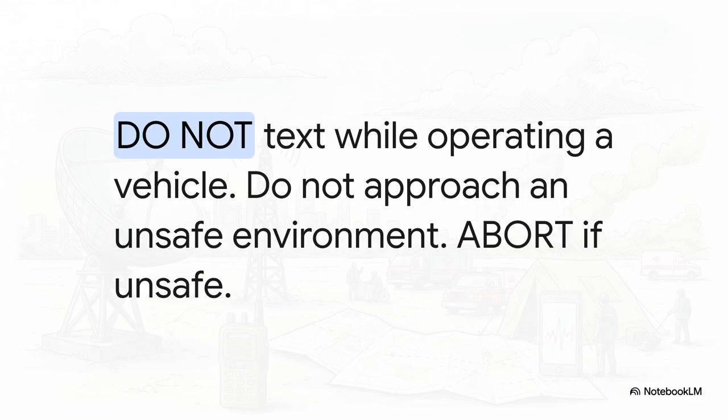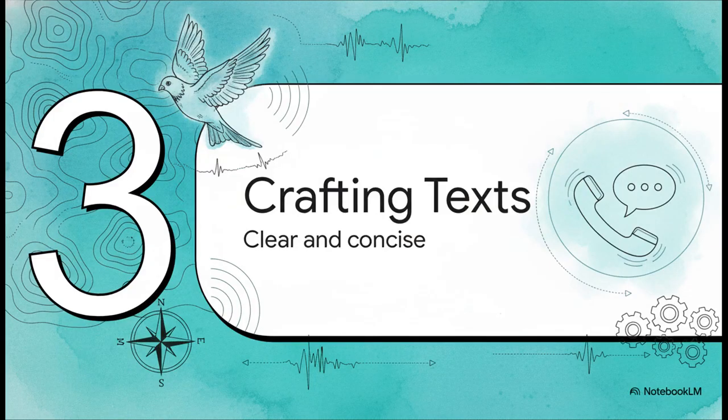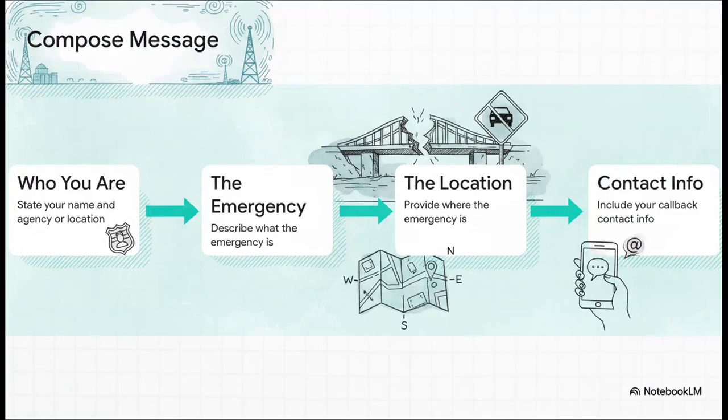It's that simple. All right, section 3, crafting and logging texts. So, standard SMS has a really strict 160-character limit. You have to be ruthlessly concise. The person reading your text at the EOC is going to be incredibly overwhelmed with information, so you need to hand them exactly what they need right away in this exact order.